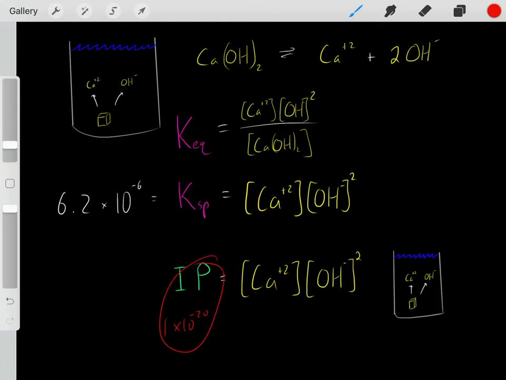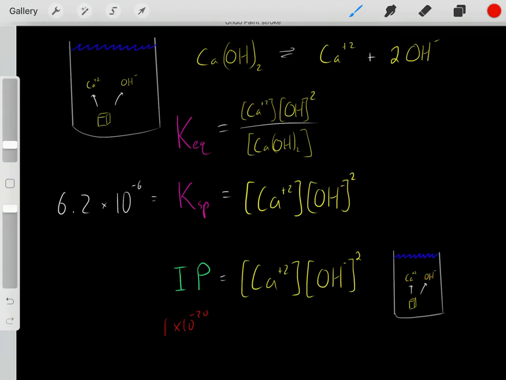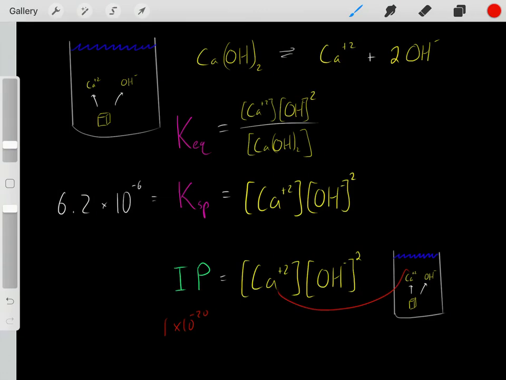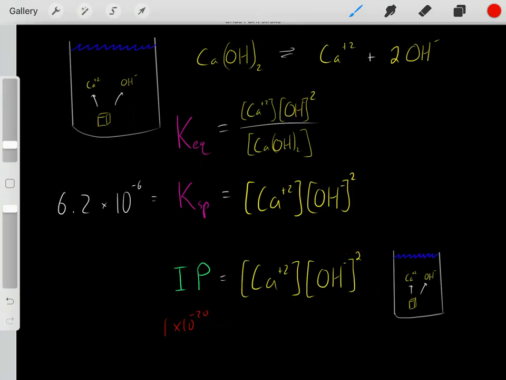So that would be our ion product. Now we can compare that ion product to our Ksp. Because remember, when these concentrations reach equilibrium and we plug them in, they'll give us our Ksp. But we plugged in these current concentrations and they gave us our ion product. So now we can compare our ion product with our Ksp and see where the reaction is at.